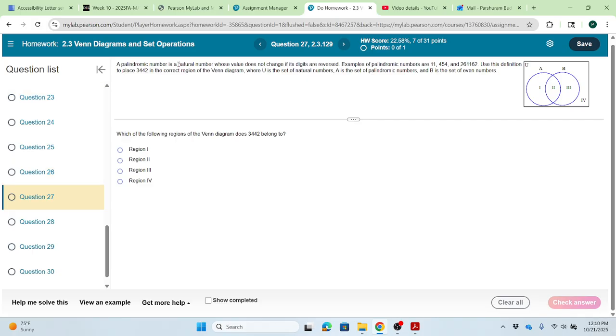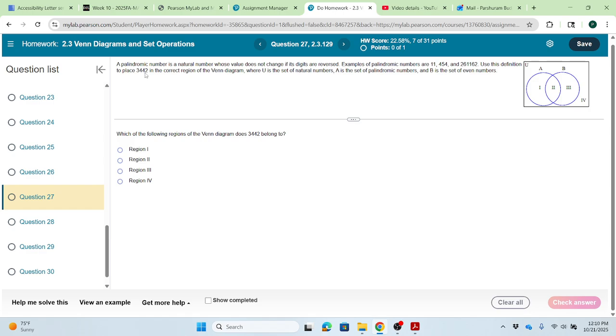A palindromic number is a natural number whose value does not change if its digits are reversed. Examples of palindromic numbers are 1111, 454, and 261162. Use this definition to place 3442 in the correct region of the Venn diagram. If I reverse this one, it would be 2443, which is different than the number itself.